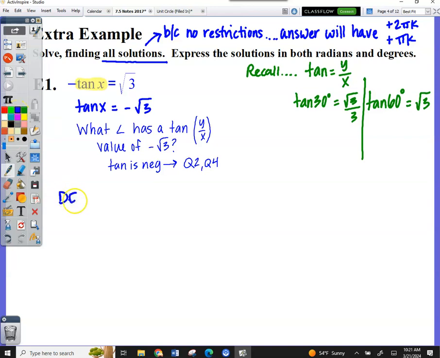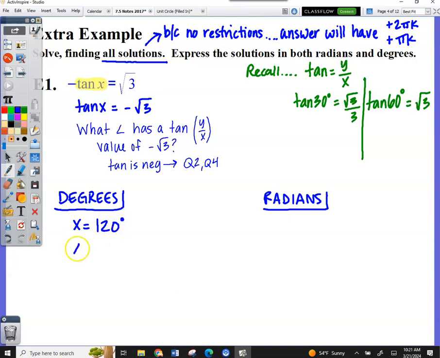So separate, got degrees, radians. So x is, we said 120 and 300, and what were the radians? You have to flip back over.